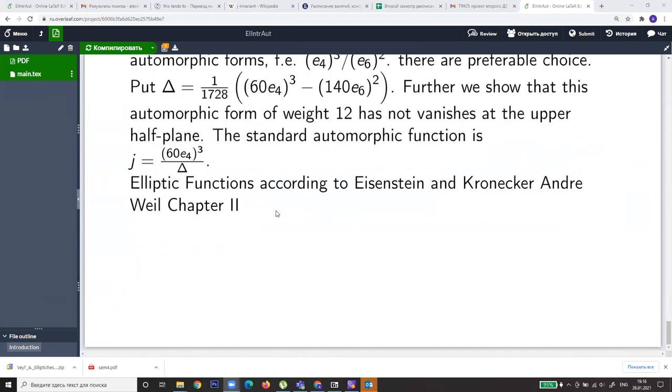This is a topic which is excellently explained by André Weil in his book Elliptic Functions According to Eisenstein and Kronecker. In the second chapter, he discussed trigonometric functions, and this is important for us. My suggestion is that you take this second chapter, and I will explain what is written in it. Is it possible to do in such a way? It would be strange if I were to rewrite Weil. Weil is so good a mathematician that it would be very stupid to rewrite his text. It is in English and it is also translated into Russian.